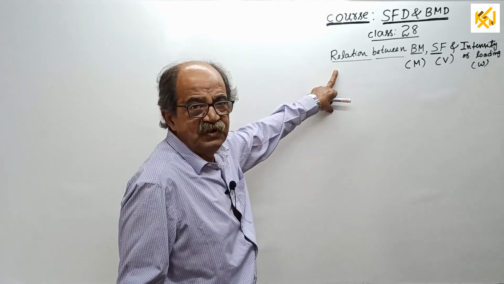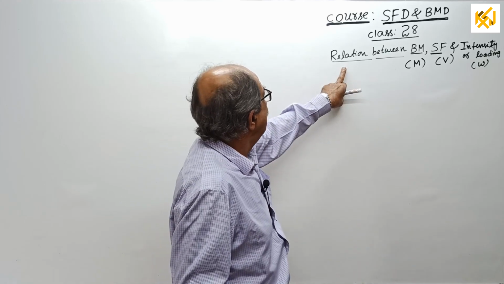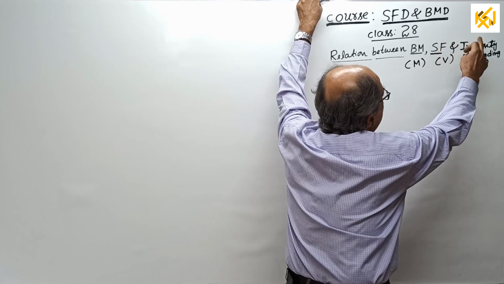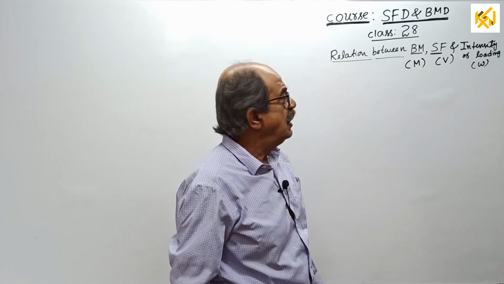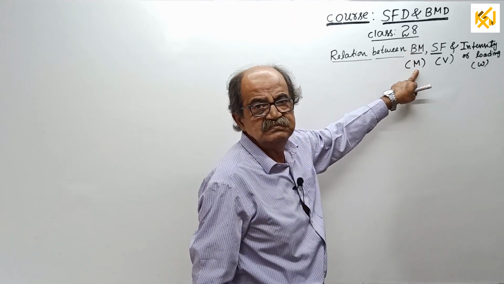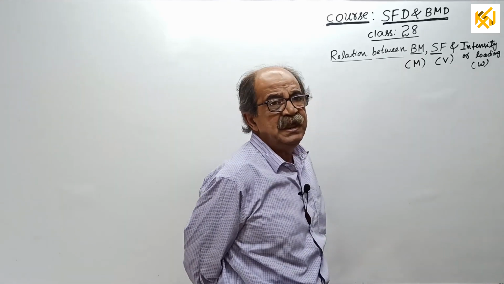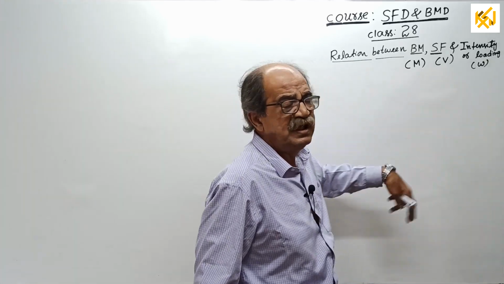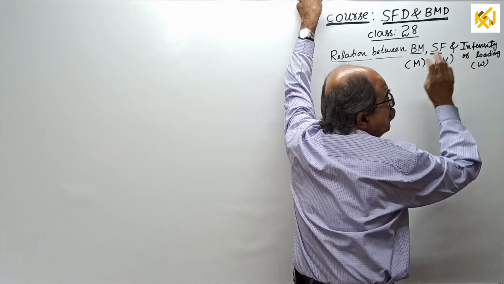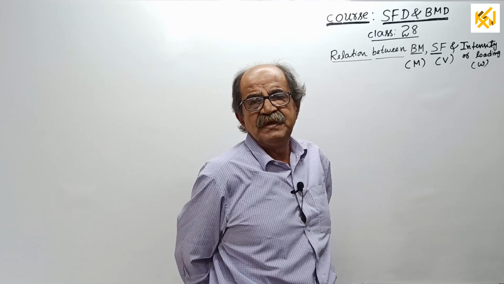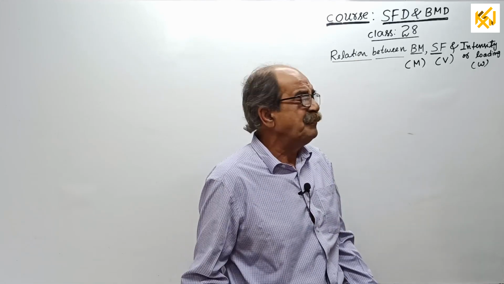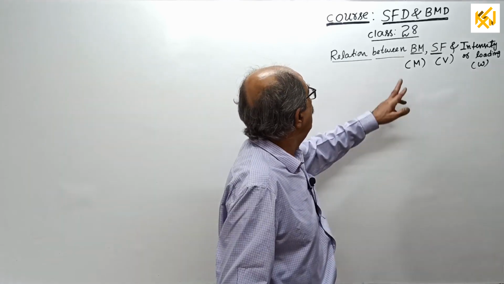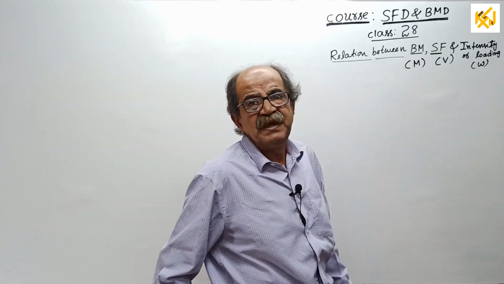I have written here that today's main purpose is the relation between bending moment, shearing force and intensity of load. I will take the symbol M for bending moment and V for shearing force. Some people take F, but V is the popular symbol. Intensity of load is W, though sometimes they consider Q. No problem, the symbol is not important. The important thing is the concept. Now, why is this relationship very important?